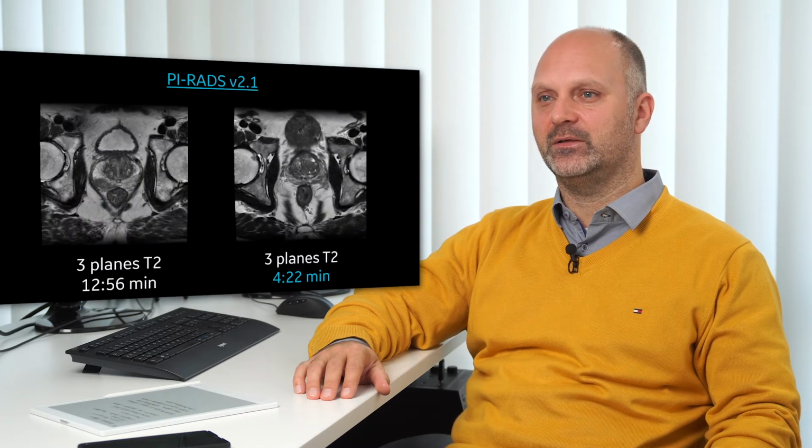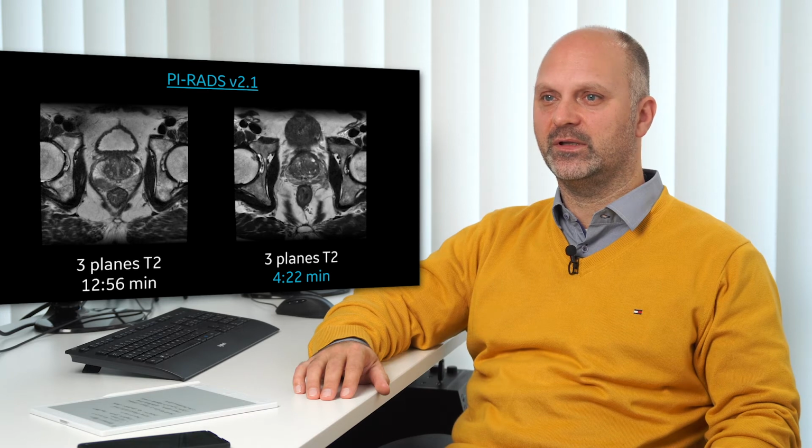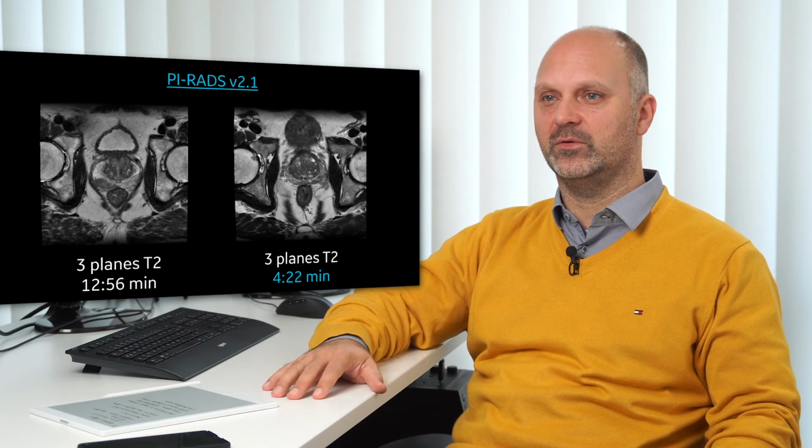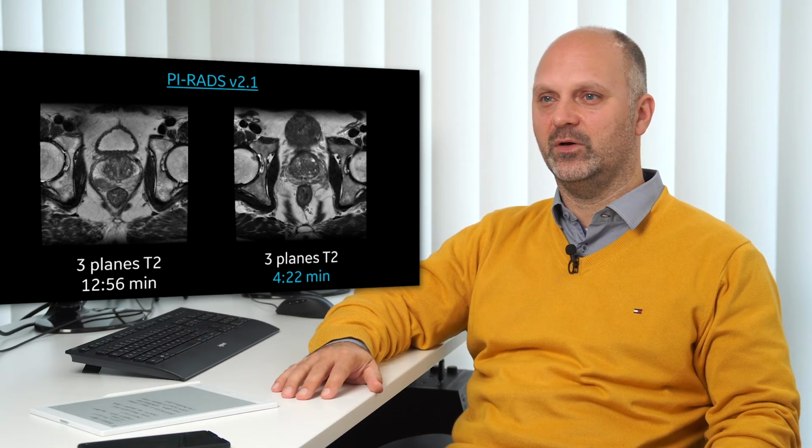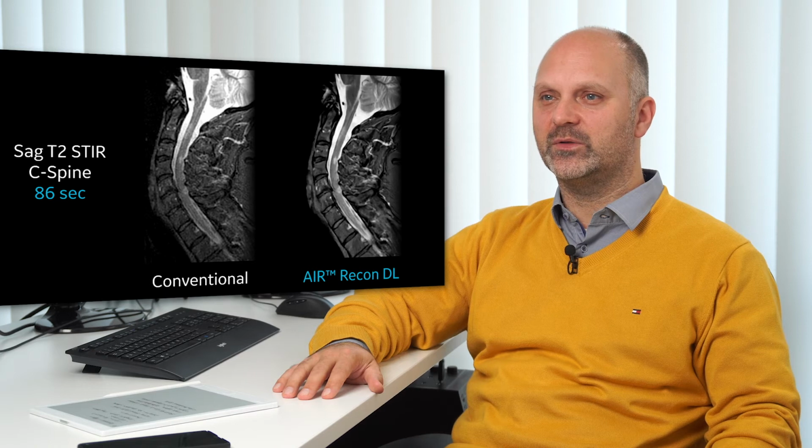We don't have any restrictions in terms of anatomy. We can use it in nearly all of our protocols. In prostate exam, according to the PIRADS protocol, we have significant time that is needed for the 3-plane T2 FSE, and using AIR Recon DL we've been able to significantly shorten this time from roughly 12 minutes to less than half, below 6 minutes. Also in L-spine we see much more appealing image quality due to the reduced noise level, and also we've been able to significantly shorten the scan times.